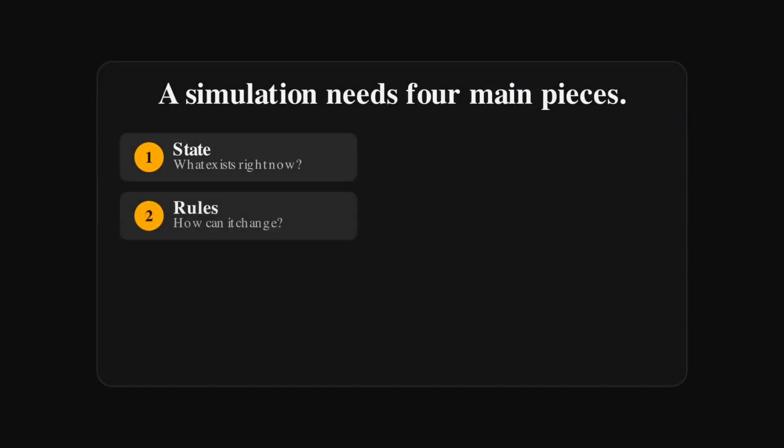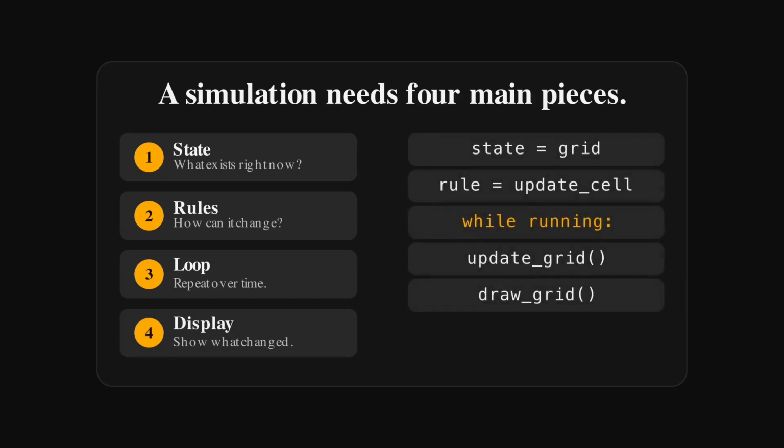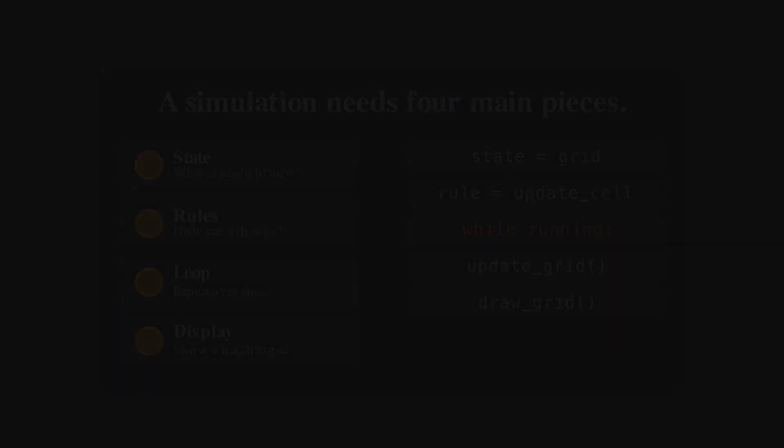A simulation needs 4 main pieces. First, state, what exists right now. Second, rules, how things can change. Third, a loop, so the simulation can repeat over time. Fourth, a display, so we can see what changed.